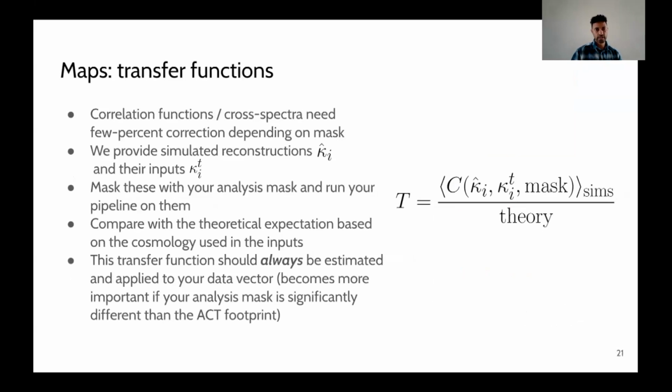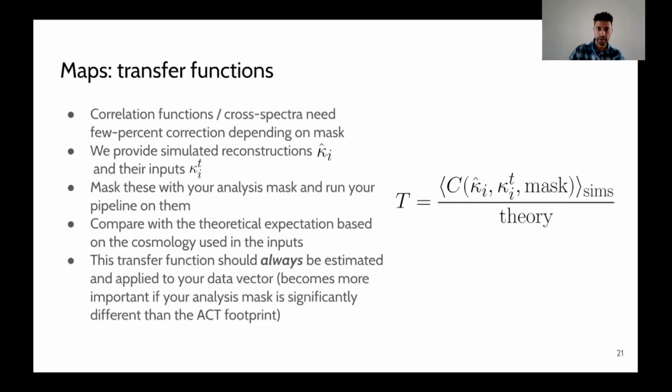Any correlation function or cross-spectrum that you do with our lensing maps may need up to a few percent correction, depending on the mask that you use. This is because the normalization that we apply to the maps applies for the entire footprint. But if you have an analysis that is done on a region that is a significant subset of that footprint, then the normalization changes a little bit. And so we provide these simulated reconstructions and their input simulations that you can use to characterize this transfer function. I've shown this schematically here on the right.